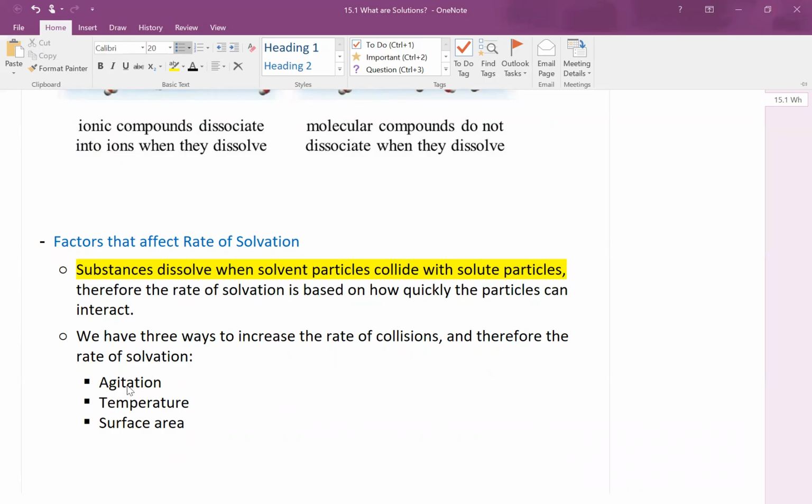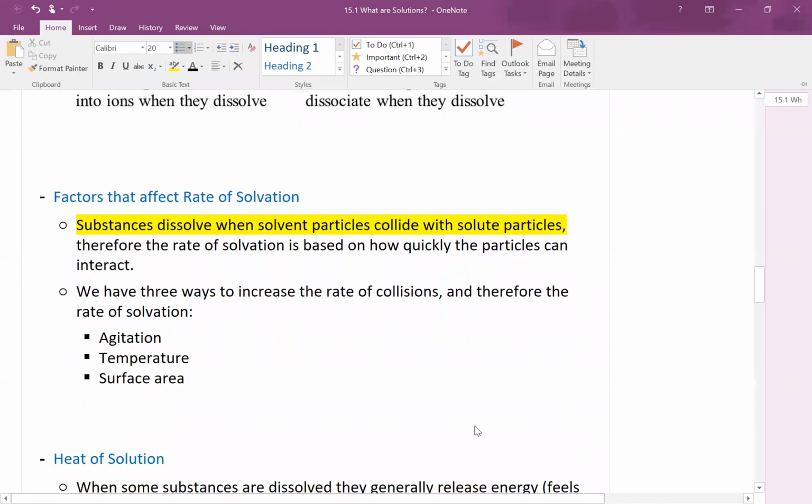We can either increase the agitation by shaking, stirring, or otherwise moving around our solution and causing those molecules to physically move around faster. We can increase the temperature, which we know increases the kinetic energy and therefore motion of our particles. Or we can increase the surface area of our solute. Crushing something up or putting in something that's very flat is going to allow water molecules to interact with a greater surface of that solute and therefore dissolve it faster.